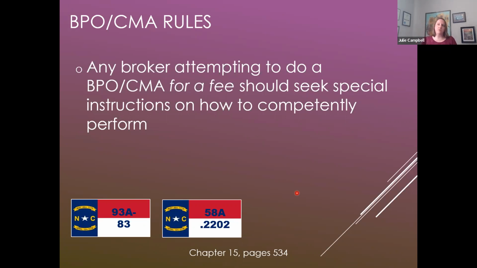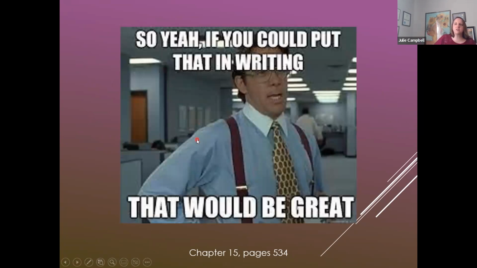When you guys are called to do a BPO or CMA, particularly one for a fee, you need to head first straight to license law and commission rule and make sure you're doing it in accordance with the law and the rule. So the very first thing that they tell us is that our CMAs and BPOs have to be in writing. No avoiding that. We can't have an oral conversation. They must be in writing.